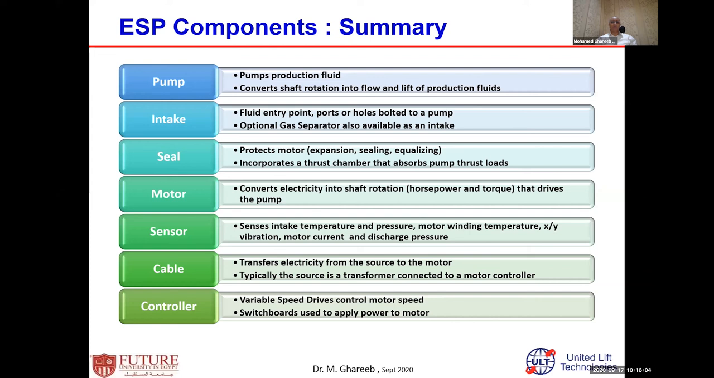Ports can be either gas separators, if there is gas, or just a normal standard intake. I have a seal, which is a protection element that protects the motor and absorbs the thrust loads from reaching the motor. The motor converts electricity into shaft rotation, transferred to the pump in order to rotate it. The sensor senses downhole pressure, temperature and other parameters. The cable connects power, electricity from the surface to downhole and to surface equipment, plus a controller like a variable speed drive or switchboard controllers and so on.